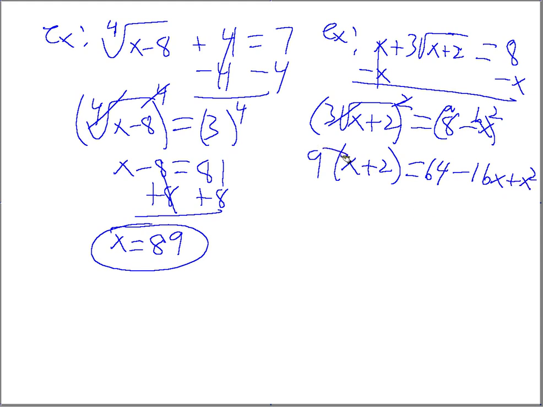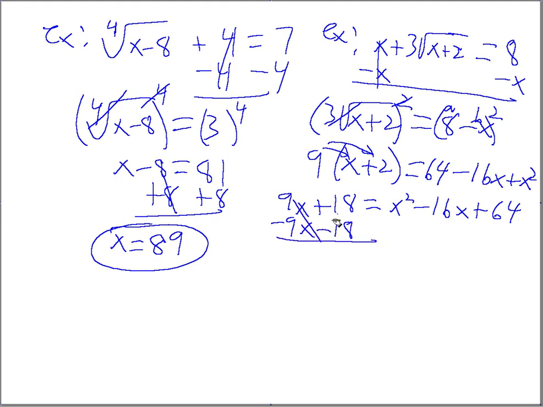But let's go ahead and distribute the 9 first of all to get 9x plus 18, equal to, let me rewrite this in the proper order. How about x squared first, minus 16x second, and plus 64 last. Since I want to solve this by factoring, let's zero out the left side by subtracting 9x and subtracting 18, if you don't mind me doing that in one shot. So minus 9x minus 18.